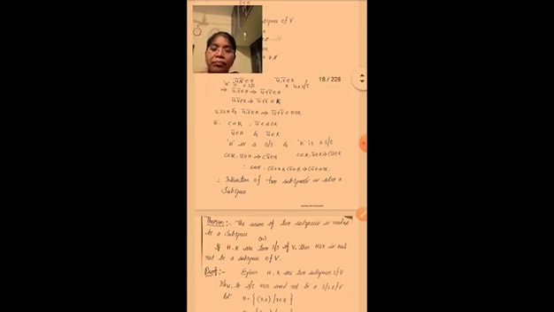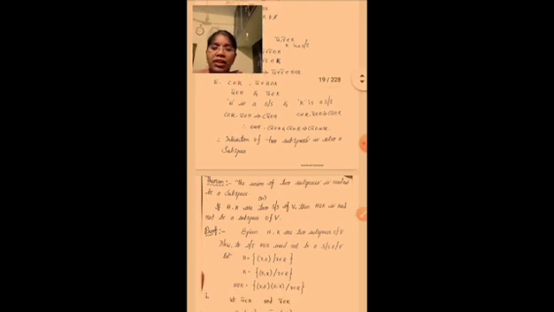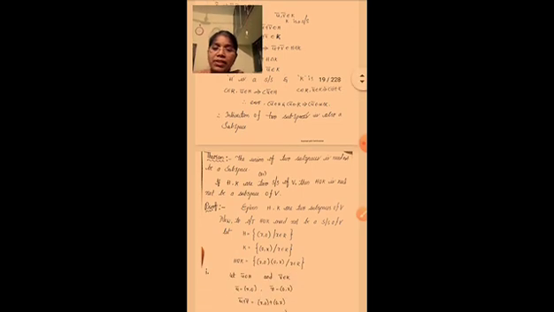Here H is a subspace of V, so c times ū belongs to H, and K is a subspace of V, so c times ū belongs to K. So c times ū belongs to H and similarly c times ū belongs to K. That is nothing but c times ū belongs to H intersection K. So H intersection K satisfies all three conditions. So we say that the intersection of two subspaces is also a subspace of V.